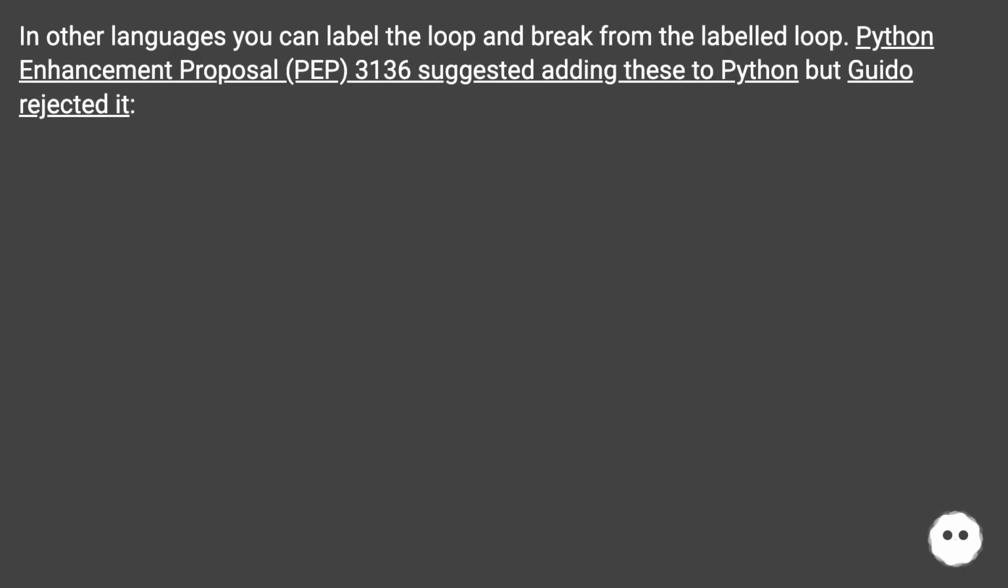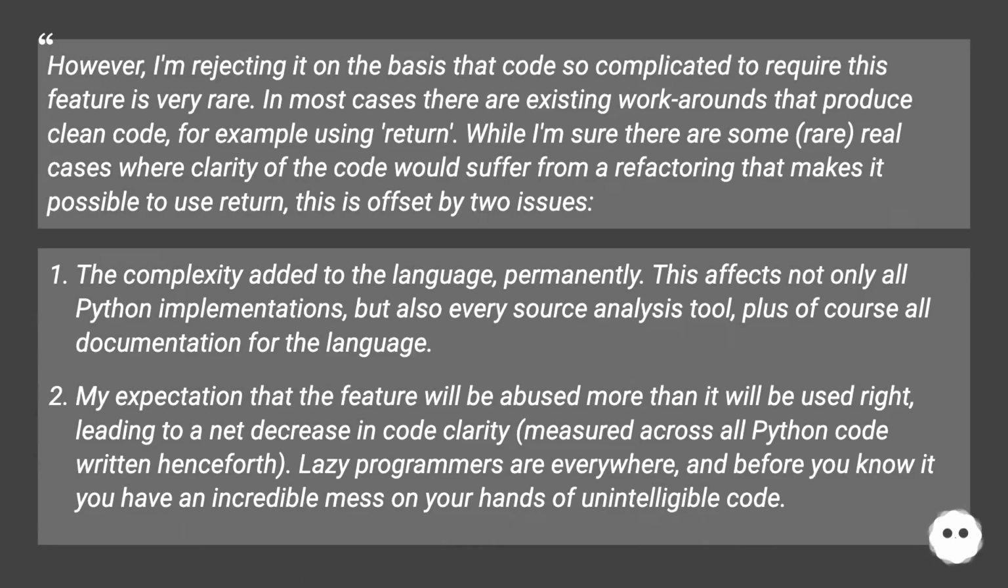In other languages you can label the loop and break from the labeled loop. Python Enhancement Proposal, PEP, 3136 suggested adding these to Python but Guido rejected it. However, I'm rejecting it on the basis that code so complicated to require this feature is very rare. In most cases there are existing workarounds that produce clean code, for example using a return.